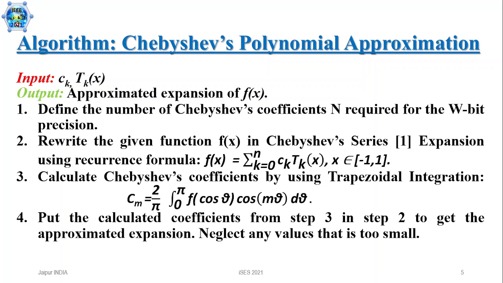Then the Chebyshev's coefficients are calculated by using numerical integration methods or any other integration method, but in our case we have used the trapezoidal integration function for calculation of Chebyshev's coefficients. Then the coefficients calculated in step 3 are put in step 2 to get the approximated expansion. We have neglected any values that are too small, like of the order of 10 power minus 12 or 10 power minus 15.